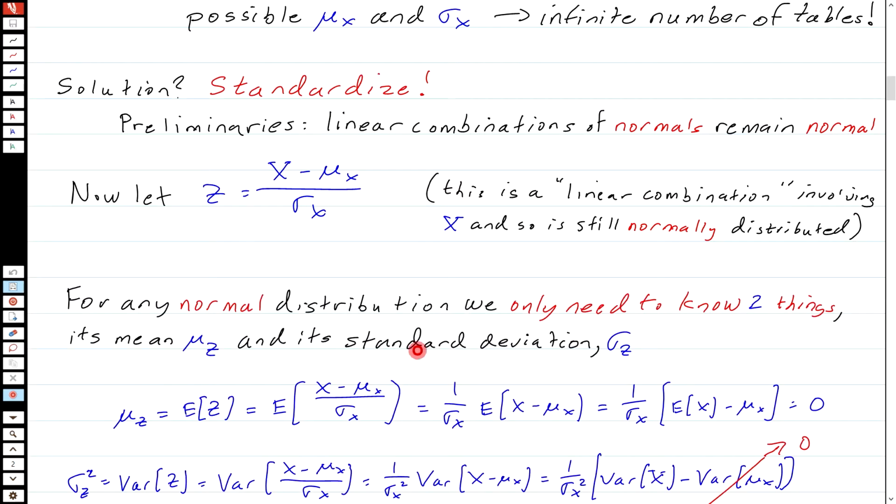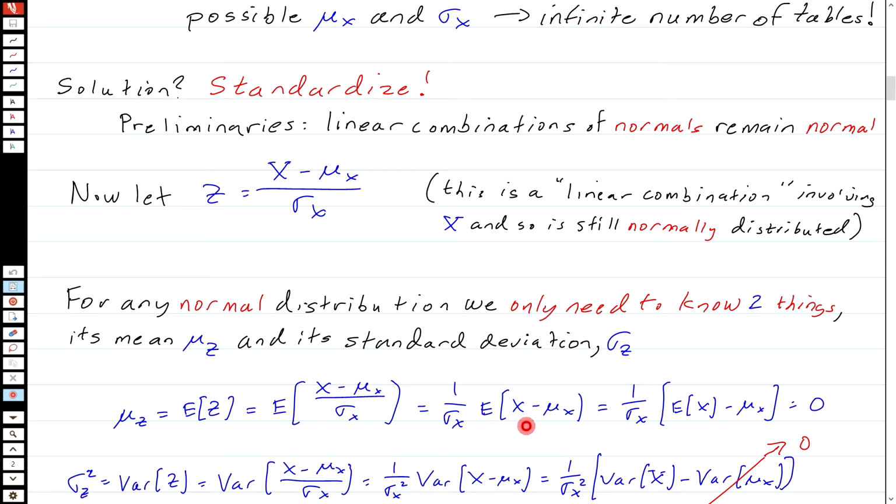Okay, so there we go. We need to find mu z and sigma z. First of all, mu of z is the expected value of z, and I take the equality here, what it is equal to, stick it in here, and take the expectation of that quantity. First of all, the constant 1 over sigma can come out front, and then I've got the expected value of x minus mu of x.